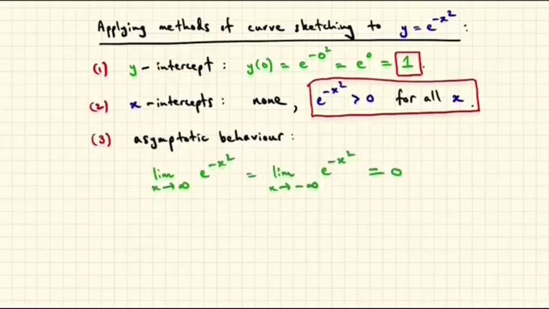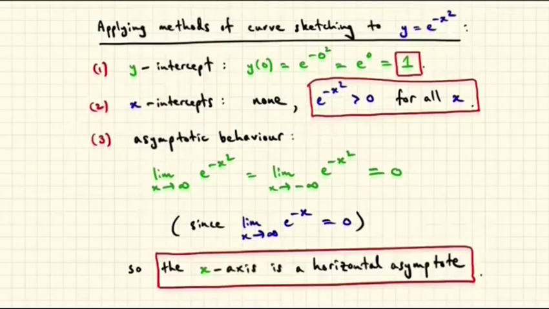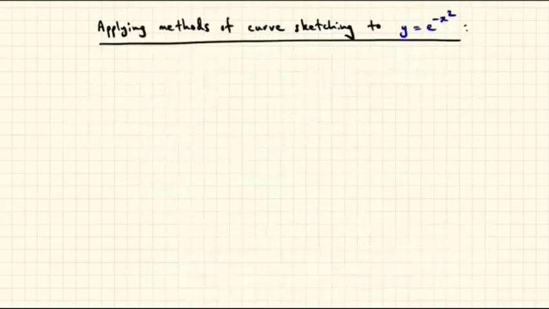As to asymptotic behavior, observe that e to the minus x squared, which is the reciprocal of e to the x squared, tends to 0 as x gets arbitrarily large and positive or negative. So the x-axis is a horizontal asymptote. We next look at properties of the derivative. This is where the chain rule comes in handy.